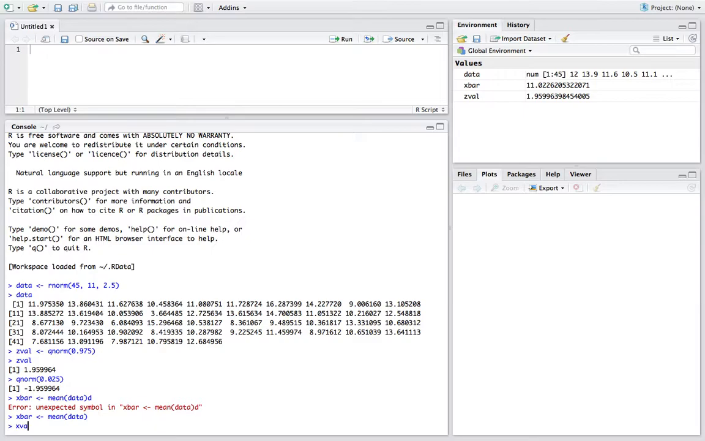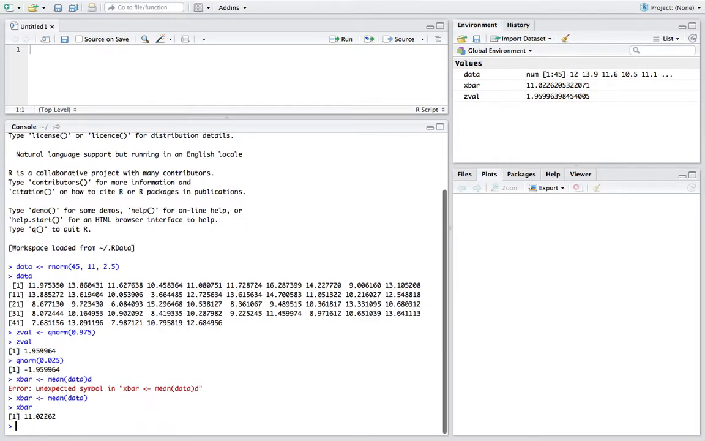Okay, and printing that out, we can see that x bar is equal to 11.02, so very close to our true mean specified in the rnorm command. So now let's plug these into the confidence interval formula.